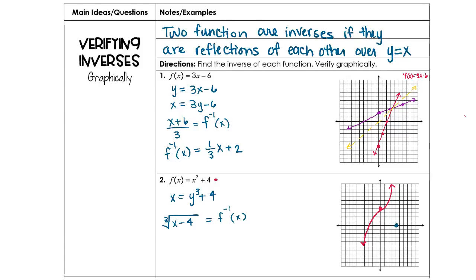And now we're going to sketch that cube root function, which looks something like this. And now we're going to try to reflect that over the line y equals x. And again, notice that it does have a mirrored reflection over y equals x.